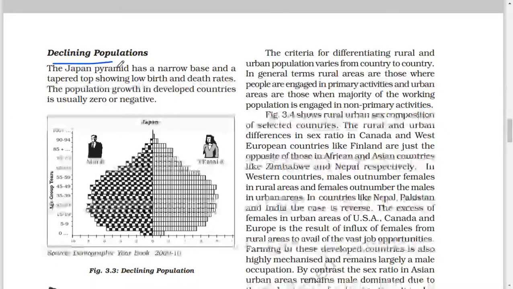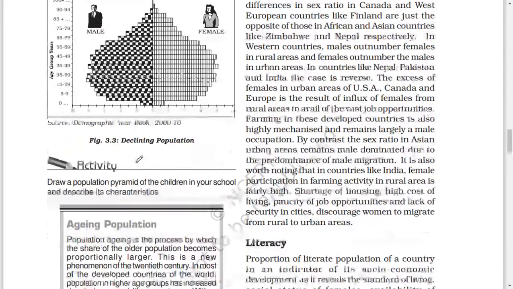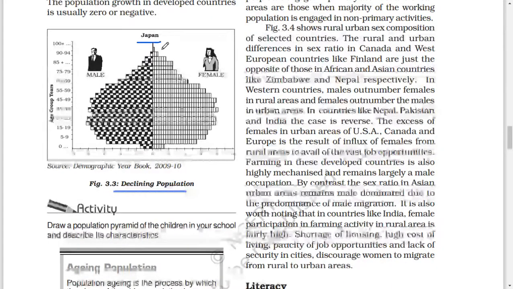Declining populations: the Japan pyramid has a narrow base and tapered top, showing low birth and death rates. The population growth in developed countries is usually zero or negative. Declining population, Japan, male, female.